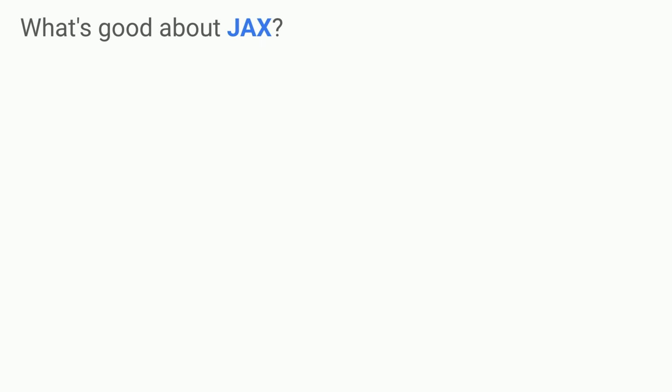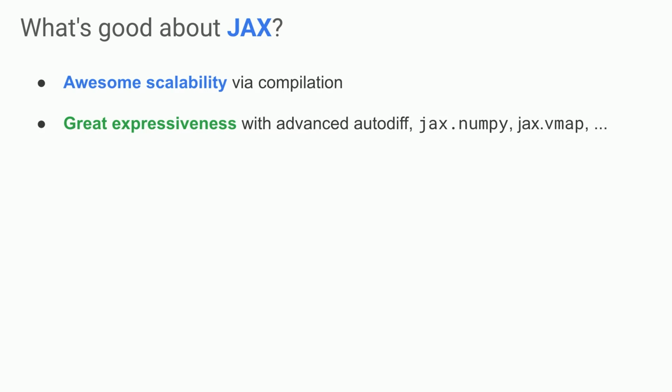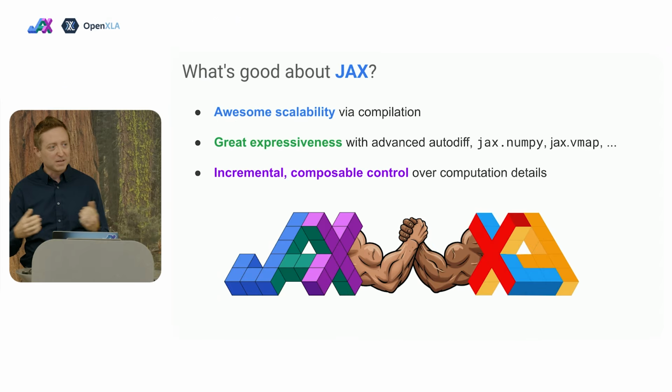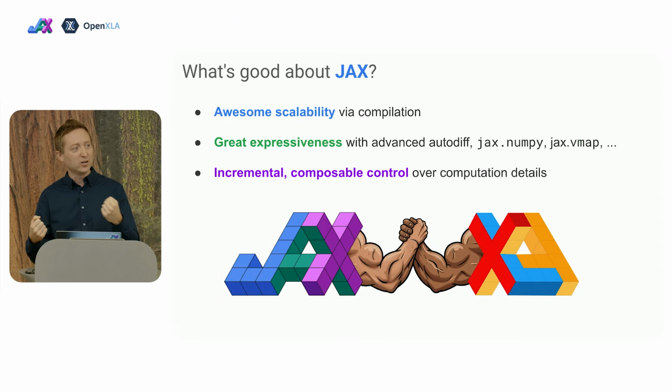Exciting stuff. So what is good about JAX? Why are all these projects using JAX? It's because JAX has AGI. AGI is awesome scalability, great expressiveness, a little bit of a forced acronym, and incremental composable control. I think this is what people are excited about when they say AGI. And it gives you this because it's a compiler-oriented system, and it has this great epic handshake with XLA. So I want to say a little bit more about this last bullet today.